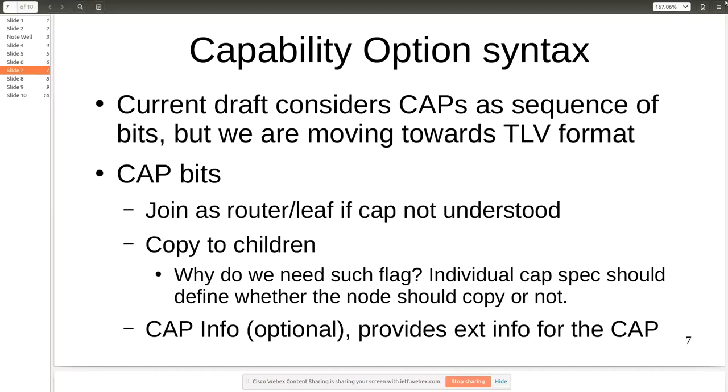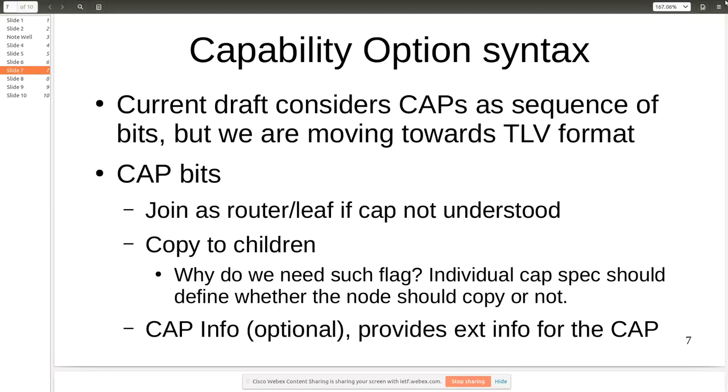Maybe my example is wrong, but my point is that some capabilities may be specific to the node. We should identify which capabilities should be propagated to all the nodes to decide whether the network can operate with this particular capability or not. And some are node specific, which need not be propagated to the nodes below.